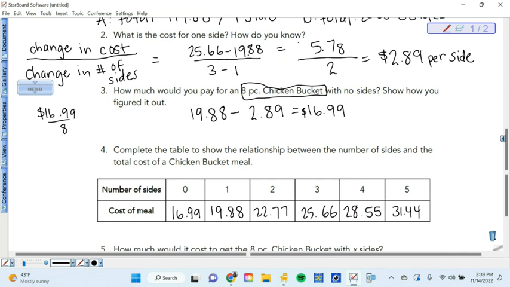What's happening every time we go? You're adding $2.89. What's $2.89 called? What do we call that? When we're talking about a sequence, what's that? Yeah, the common difference.